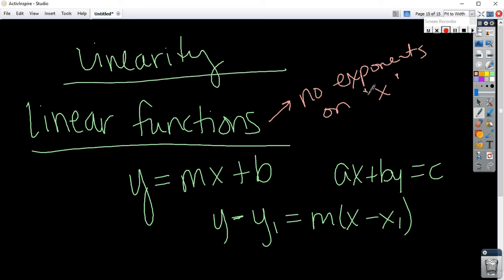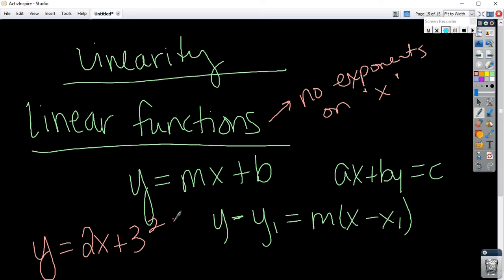So if you see this happening and there are no other exponents, now I could put an exponent on one of the numbers. In other words, I could have 2x plus 3 squared. Is that linear? Yes, it's the x that I can't have an exponent on. Not on the y either. Not on the y or the x.